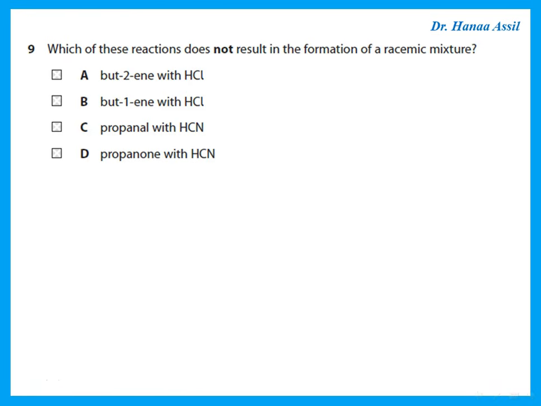Which of these reactions does not result in the formation of a racemic mixture? What is a racemic mixture? A racemic mixture is one in which we have 2 optical isomers that rotate the plane of polarized light in opposite directions. So if I don't want a racemic mixture, that means I don't want the formation of a chiral center. So he's saying which of these does not form a chiral center. So let's take a look.